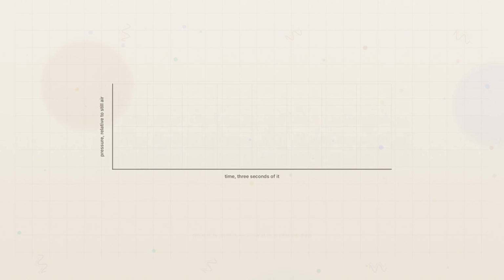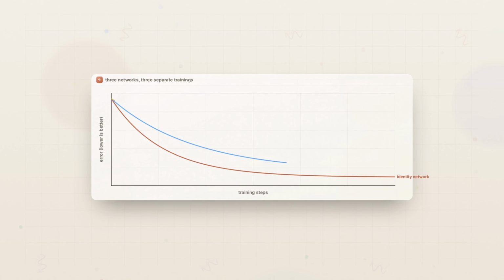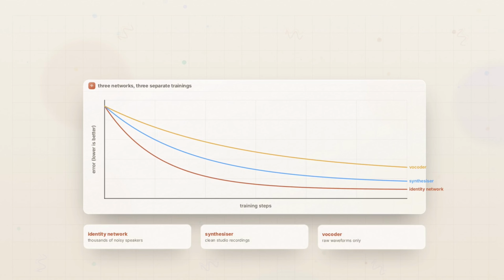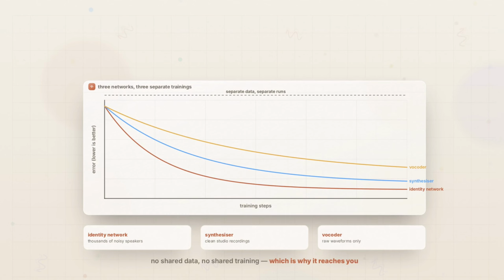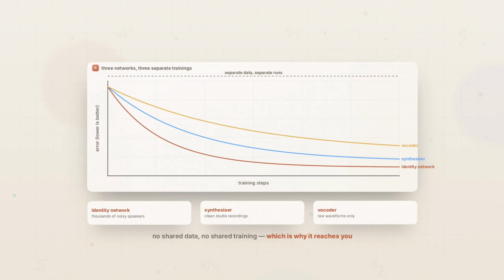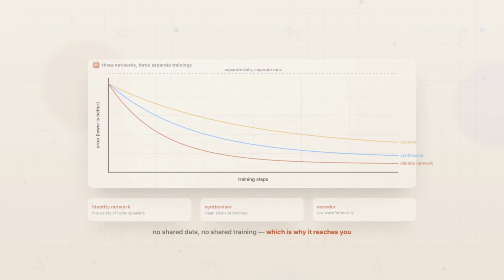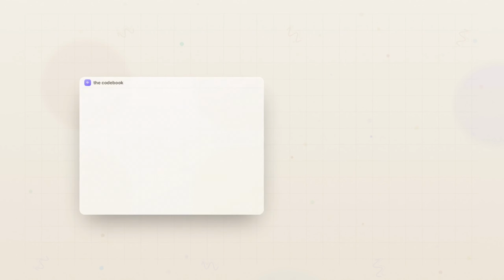But here's the part worth knowing structurally. Those 3 networks never trained together and never had to. They came from 3 completely different places. Identity, from thousands of noisy speakers. The synthesizer, from clean audio recordings. The vocoder, from raw waveforms alone. No shared data, no handshake, and that is exactly why it reaches somebody it's never met.